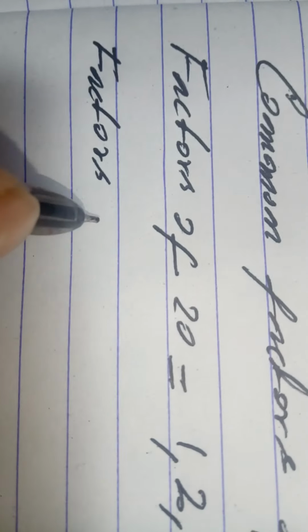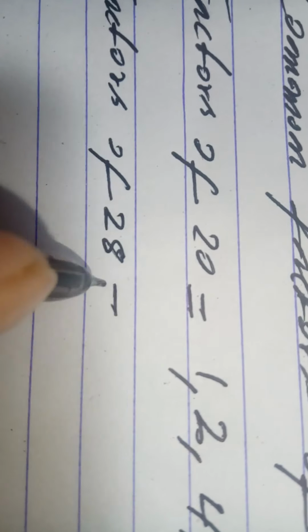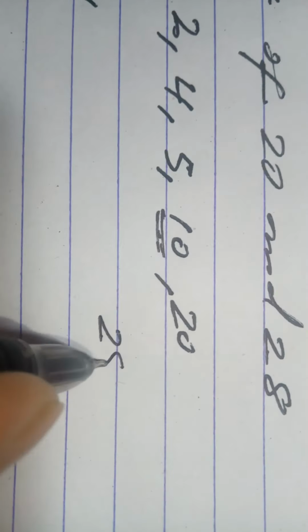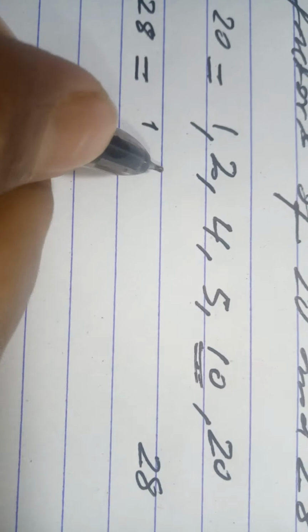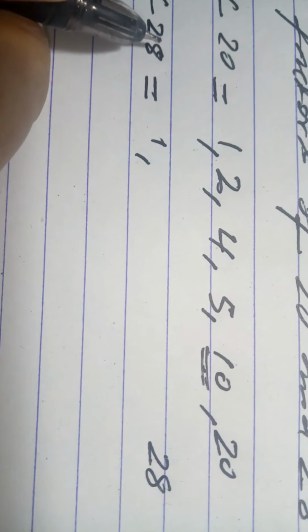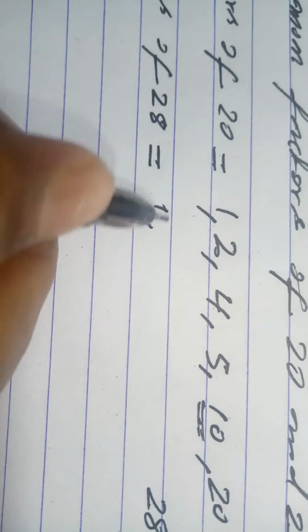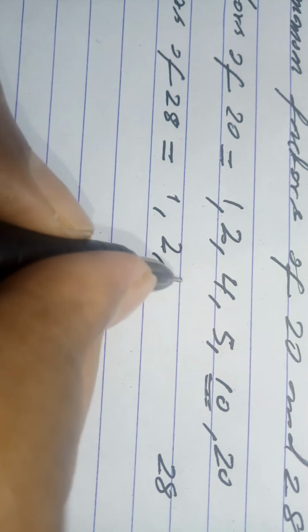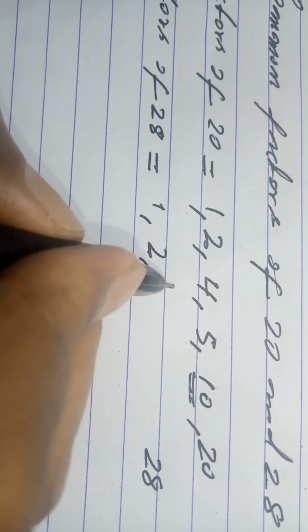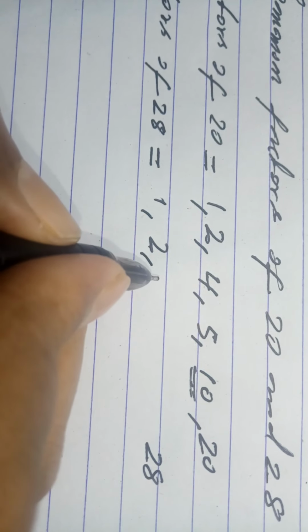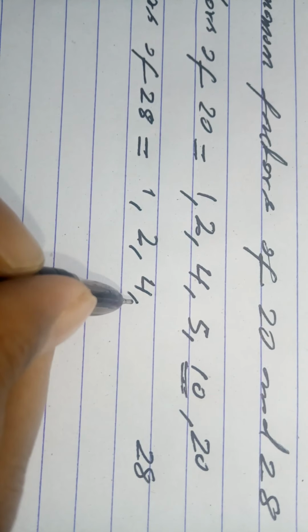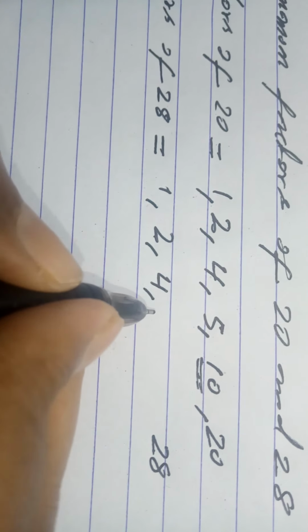Factors of 28. 1 and itself, 28. 2: 2 times 14 is 28, so 2 is an exact divisor. 3 is not an exact divisor. 4: 4 times 7 is 28, so 4 is an exact divisor. 5 is not an exact divisor.